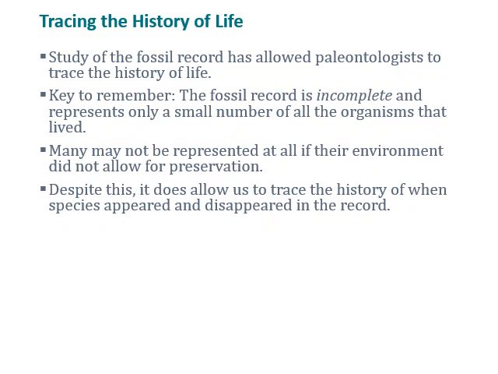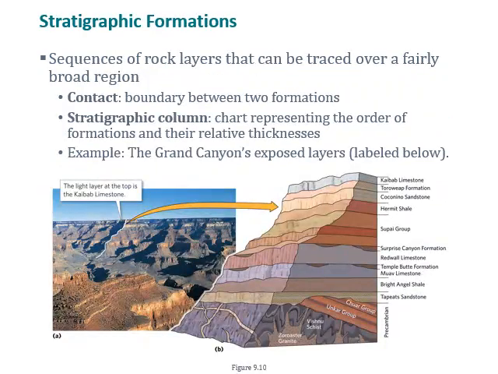Now we combine our knowledge from relative dating and fossils to understand a concept called stratigraphy. So stratigraphy is just the sequences of rock layers that can be traced over fairly broad regions. Contacts are known as the boundaries between two rock formations, and a stratigraphic column is a chart that represents the order of formations and the relative thicknesses.